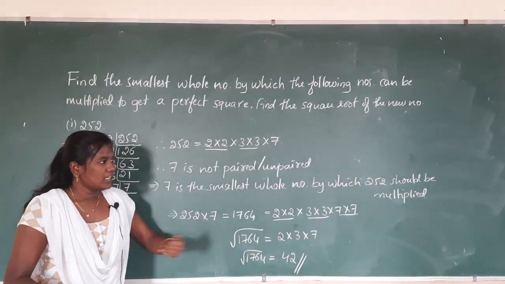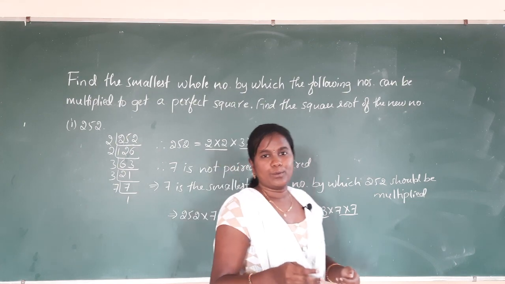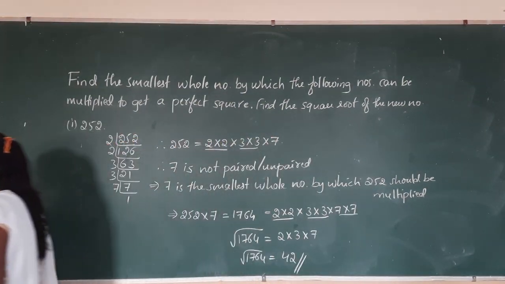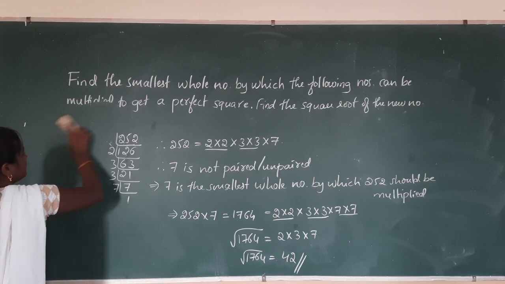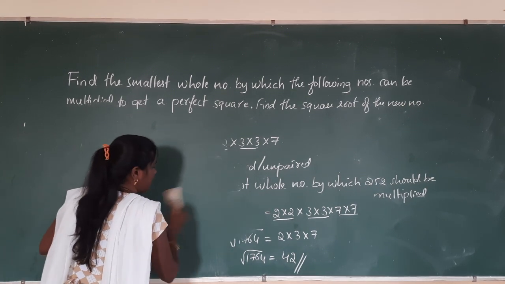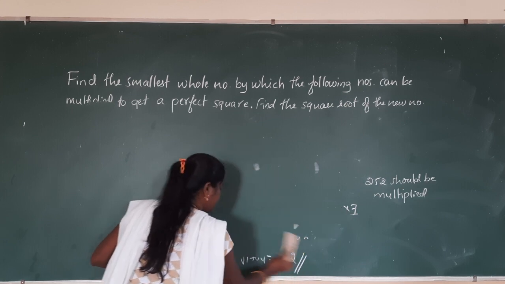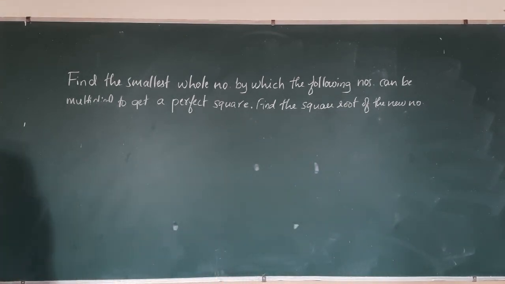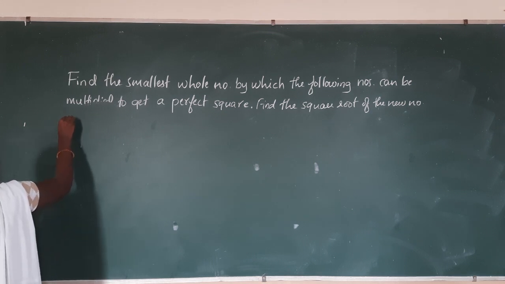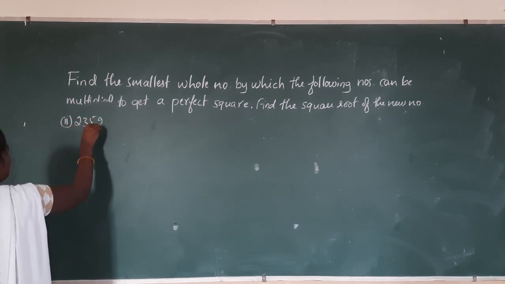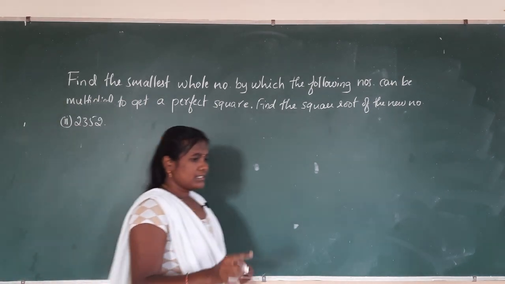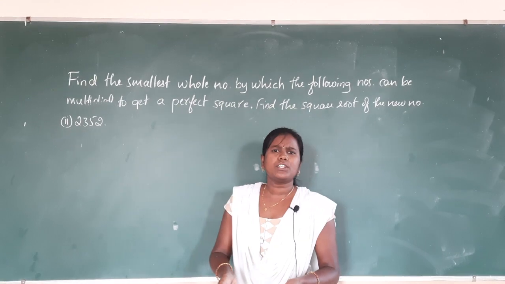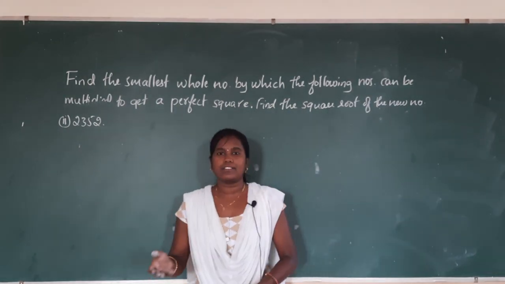So in this way, you have to find the answer for all the questions given in the exercise. I am going to take one more number. Let us find it. The next number we will take is 2352. Is 2352 a perfect square? It is not a perfect square because it is ending with 2.